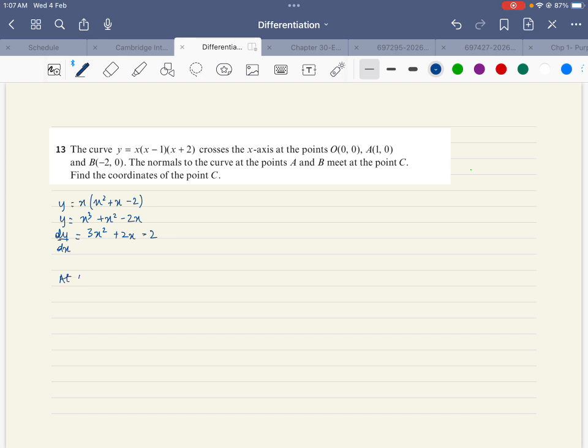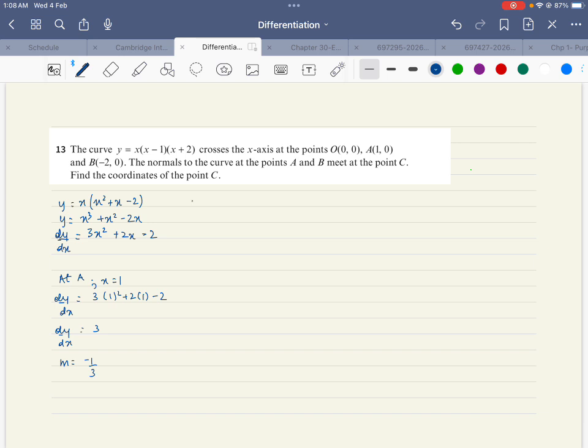Now at A, x is equal to 1. We put x equals 1 in dy by dx. dy by dx is equal to 3 into 1 squared plus 2 into 1 minus 2. 3 plus 2 minus 2, so dy by dx is 3. Now as this is the normal, the gradient that we are going to use is minus 1 upon 3.